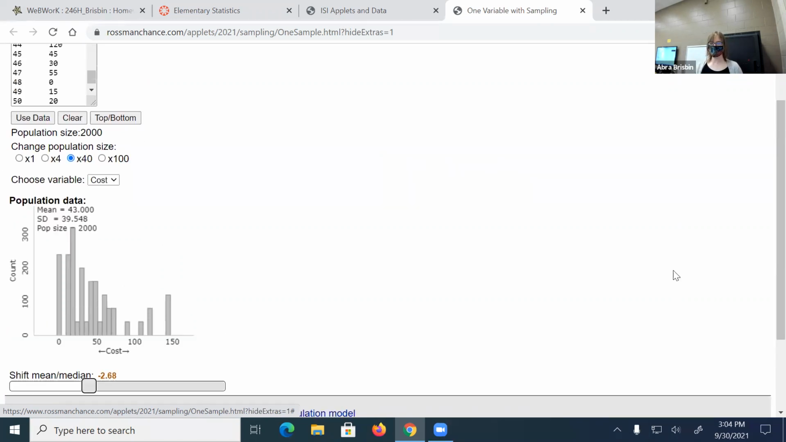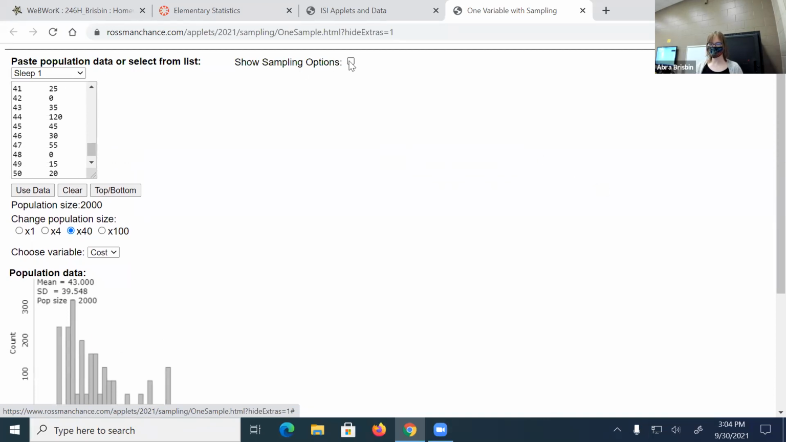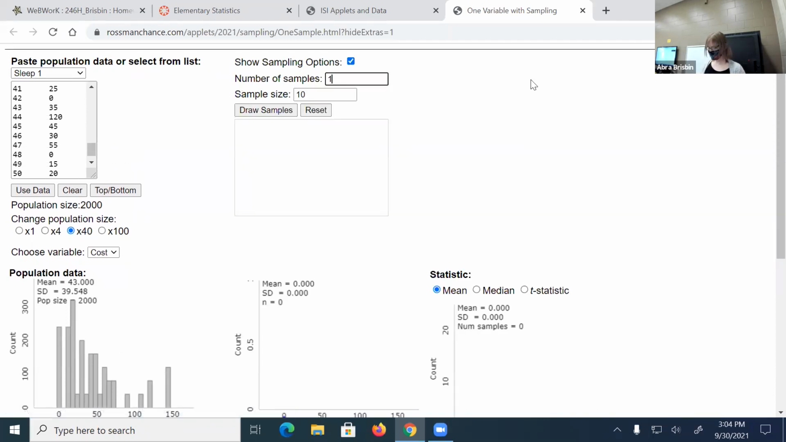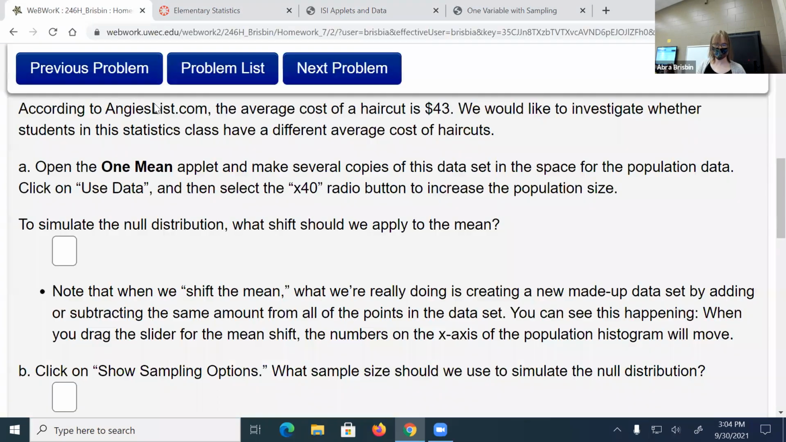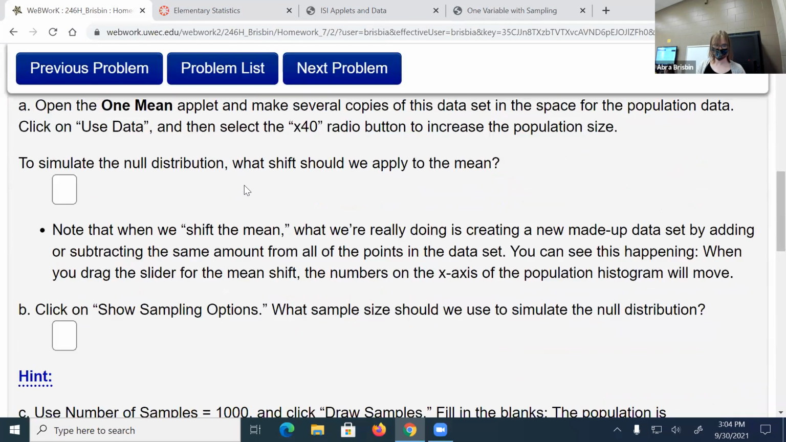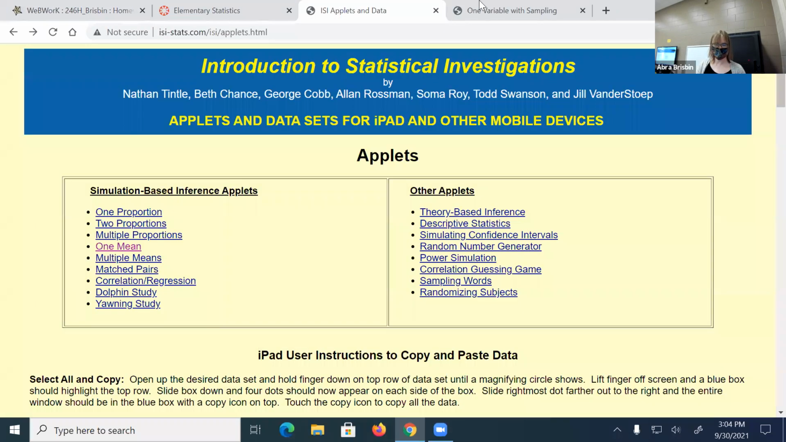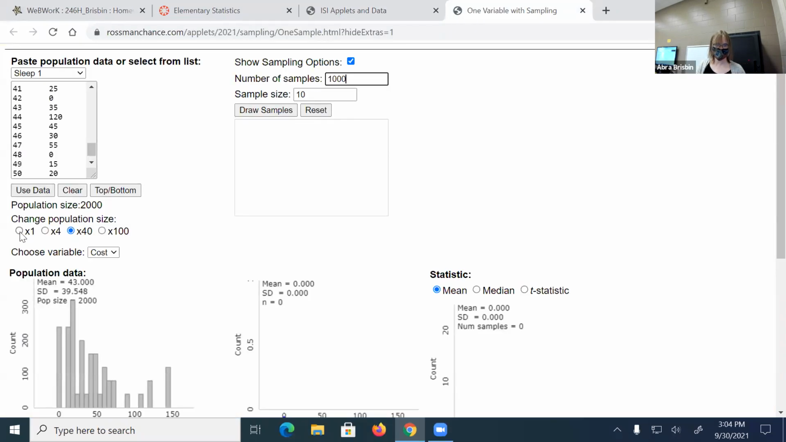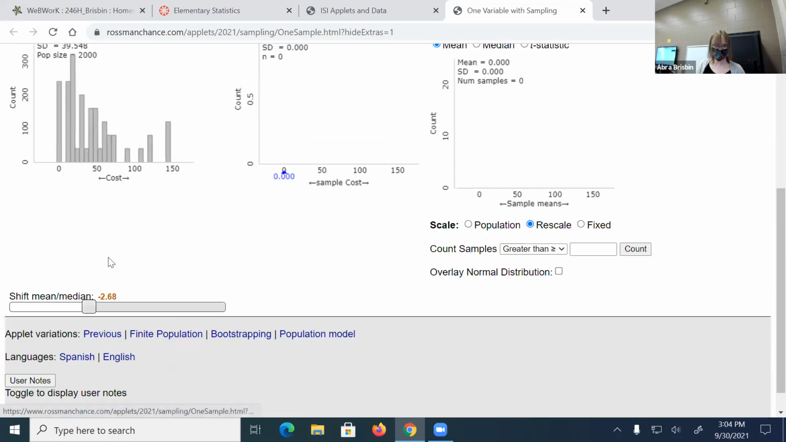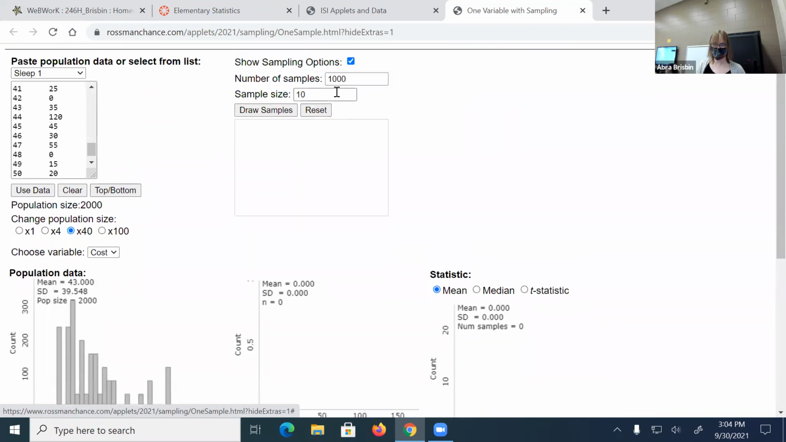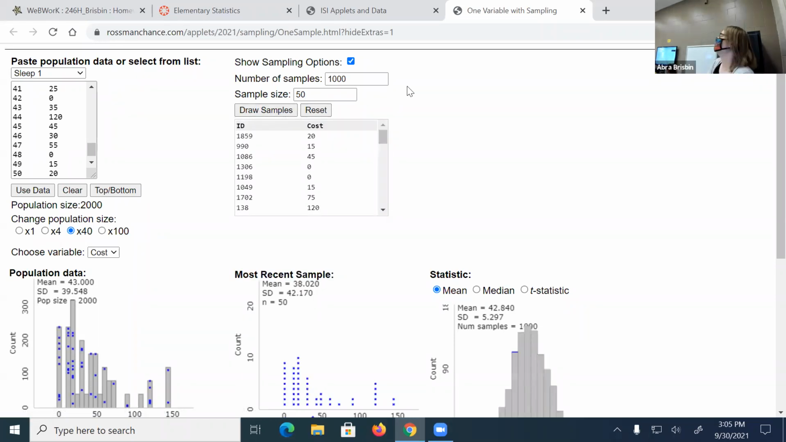All right, so then we're ready to do our simulations. So let's go ahead and do 1,000 samples. And what was the original sample size? 50. So I need to reapply. There we go. So sample size of 50. And draw samples. All right.